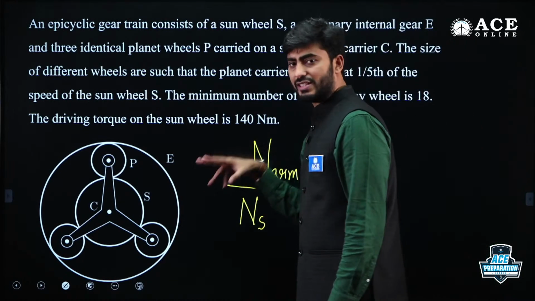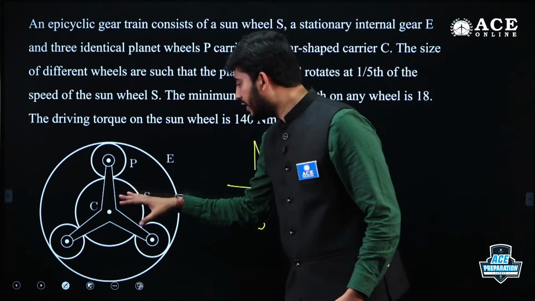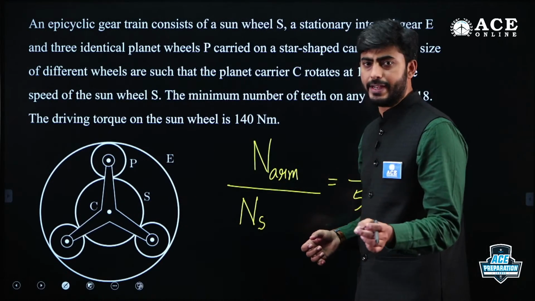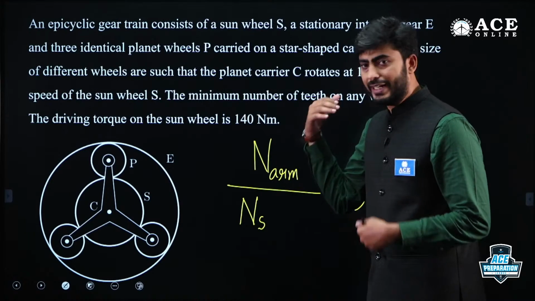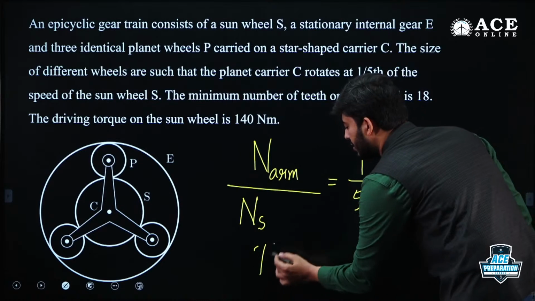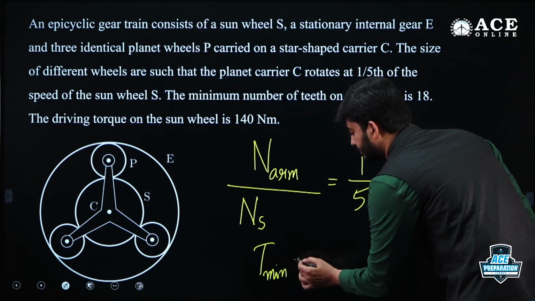Similarly, the minimum number of teeth on any wheel is 18. So if you are going to assign the number of teeth as 18 to any of the wheels, the minimum has to be 18. The other wheels should be greater than 18. That is the condition given here. T minimum is equal to 18.